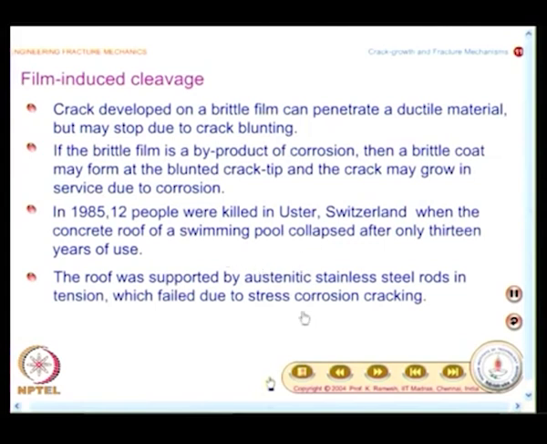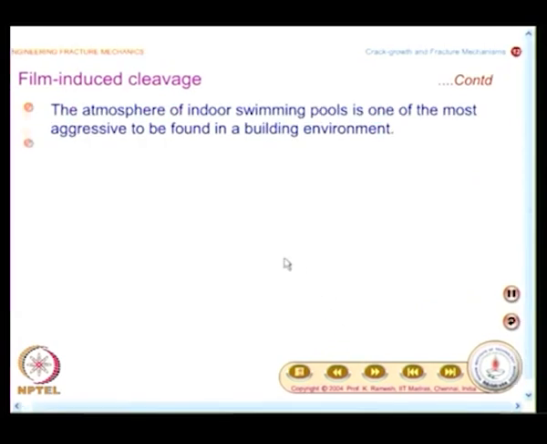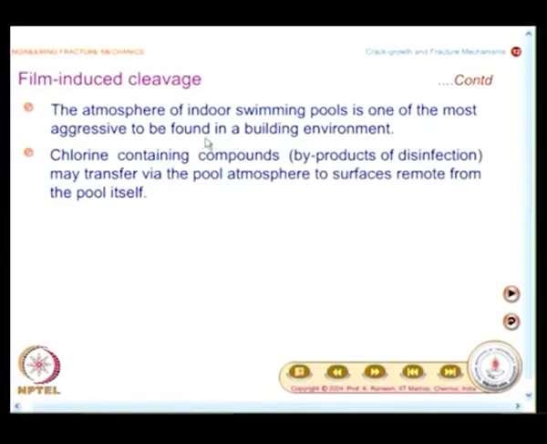And let us look at what happens in a swimming pool. It is a very highly corrosive environment that you may not realize. You all enjoy swimming, and in foreign countries, because the temperatures reach sub-zero, they need to have swimming pools heated, and to prevent disease they add chlorine to the water. So, this creates a very nice atmosphere for corrosion. And if you look at it from a structural analysis point of view, the atmosphere of indoor swimming pools is one of the most aggressive to be found in a building environment.